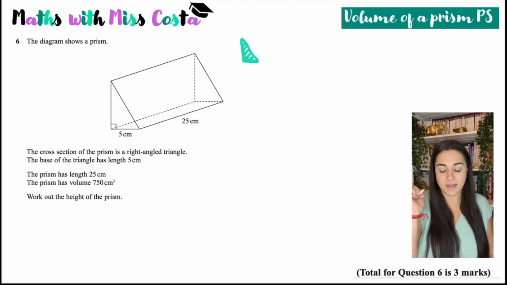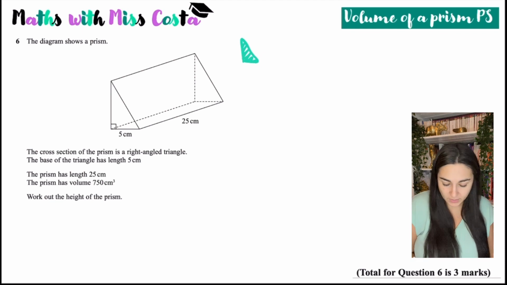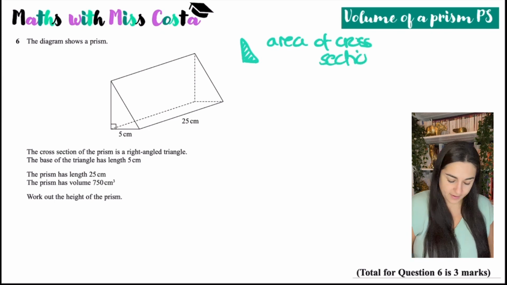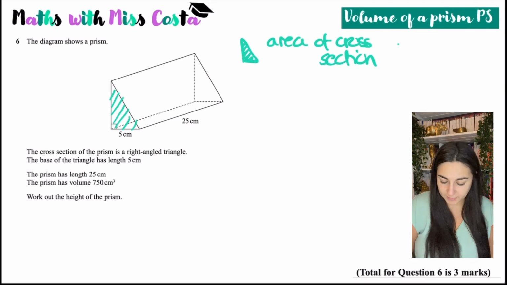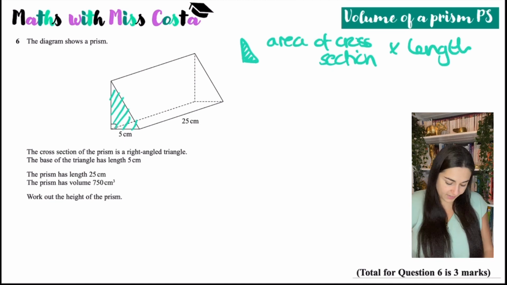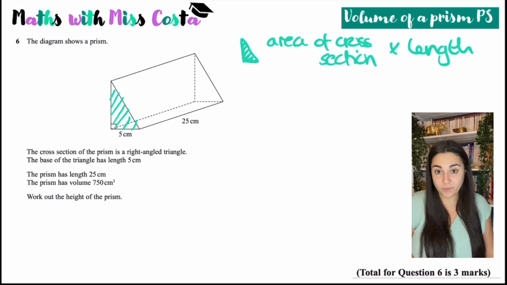So to work out the volume of any prism, you'd do the area of the cross section, and cross section is just the flat bit at the front, the bit that is the same all the way through. So area of the cross section times by the length. Okay, so in this case, we need to do the area of the cross section times by the length to get to the volume. Now let's look at the question.